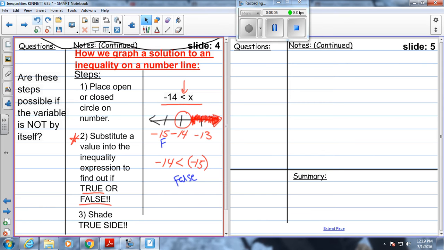If you have any questions, please use that question column there. And what this reflection question on the left is asking us to focus on is none of these steps work if the variable's not by itself. And that's what the next lesson focuses us on, is how to get the variable by itself in inequalities.